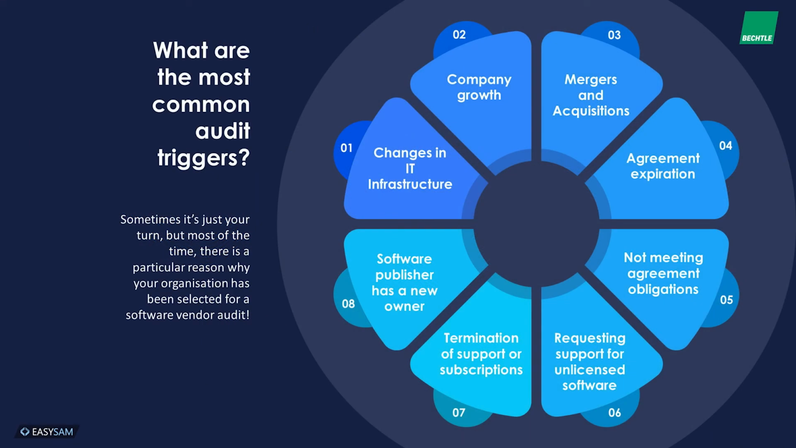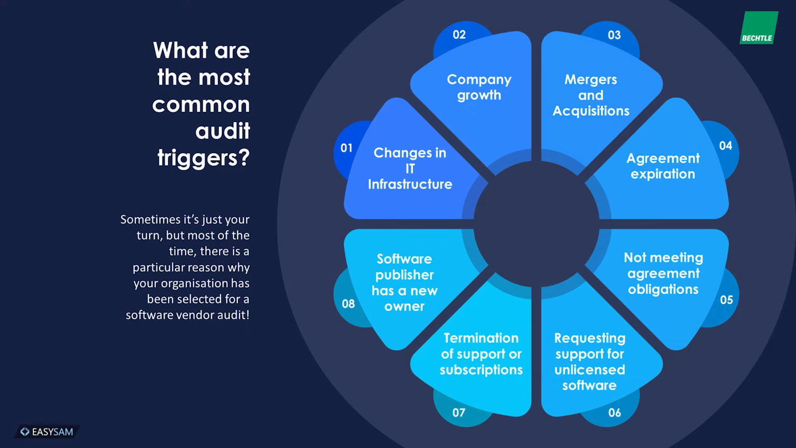What are the things that trigger an audit? Why might a software vendor pick on your organization? Well, sometimes it is just your turn. It's a process that software vendors go through where they will look at their customer base and pick customers at random. And if that's the case, there's not really a huge amount we can do. But there are some things that we do, or things that we experience, that will increase the likelihood of us being the subject of a software audit.